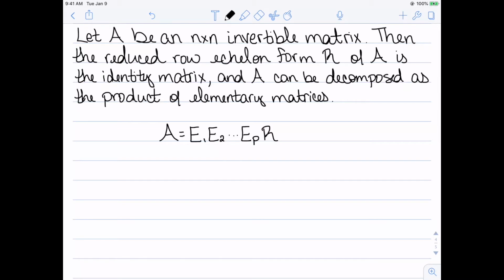Our last theorem said that we could write A as a product of elementary matrices and the reduced row echelon form, so we have that A is equal to E1, E2, etc., all the way up to EP times R. Since the reduced row echelon form is the identity matrix, I can substitute I in for R. And since multiplying by I doesn't actually change anything, I then have the result.